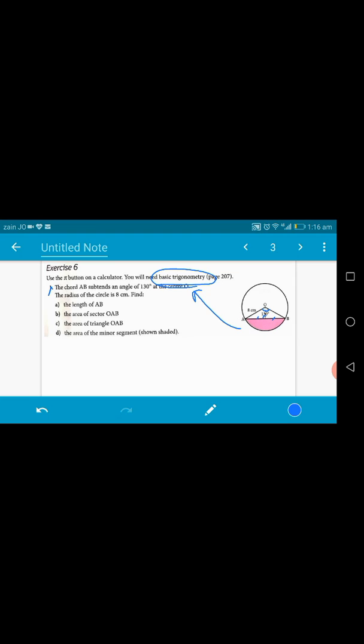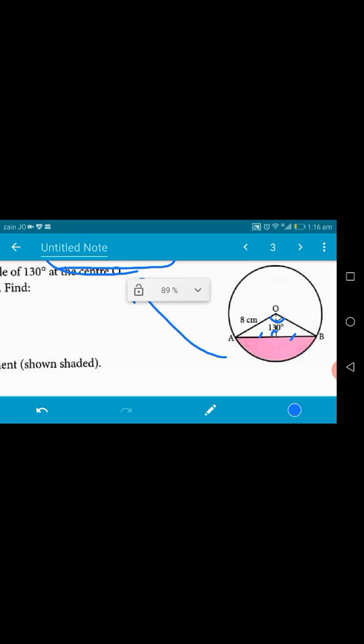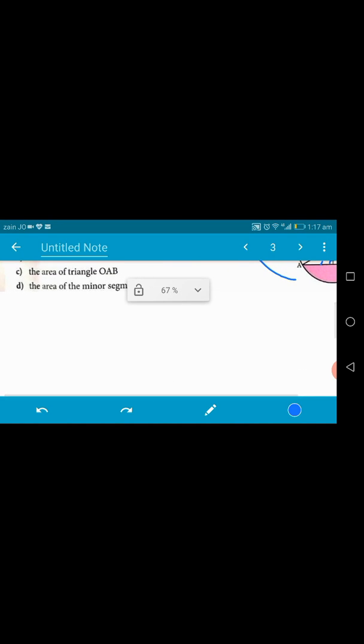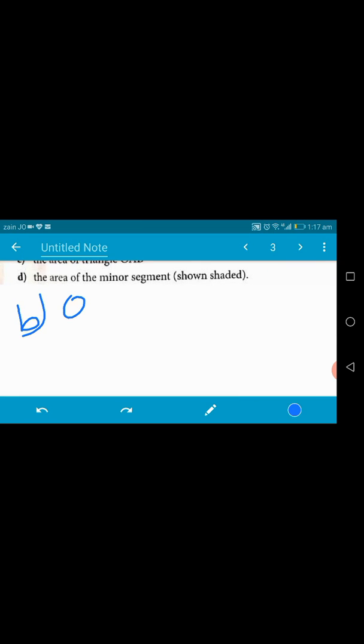Part B asks for the area of sector OAB. Remember this? All of this is called a sector. So we need to find the area of the sector. What's the rule of the sector? The rule is theta over 360 times pi r squared.